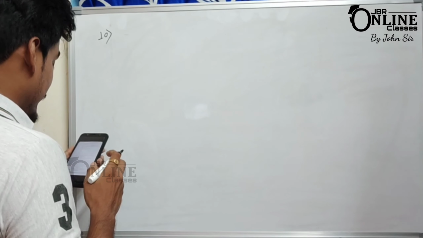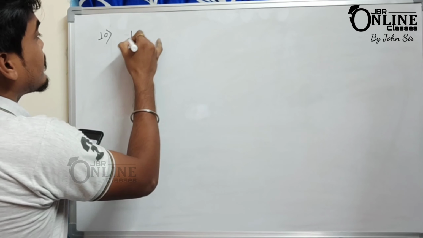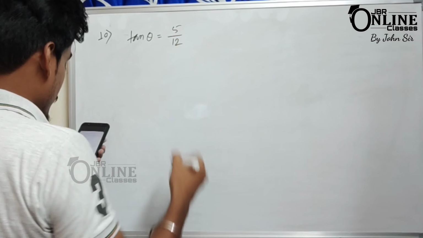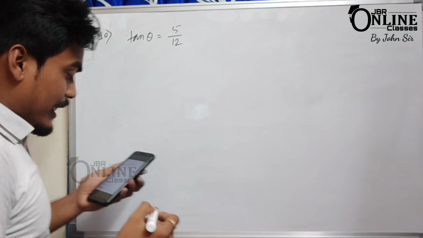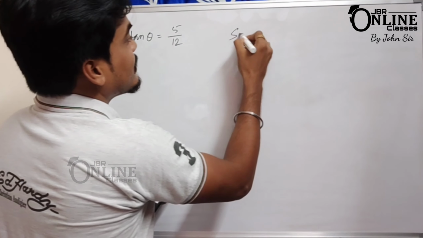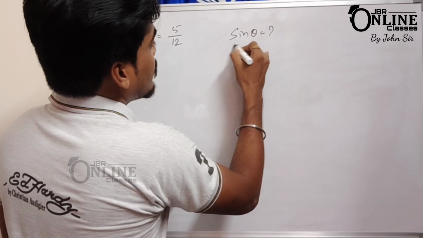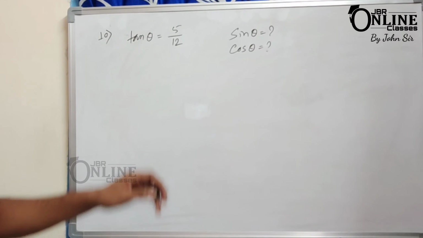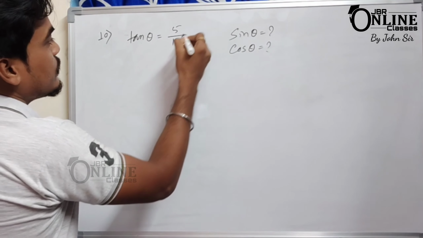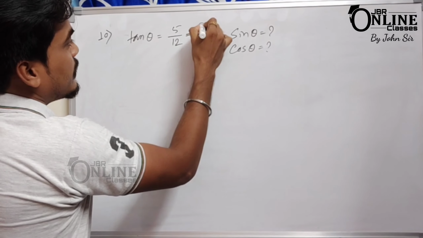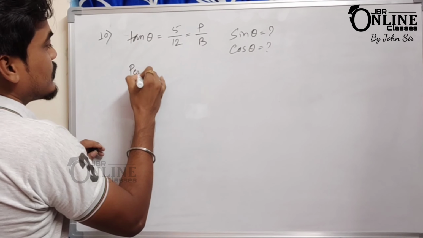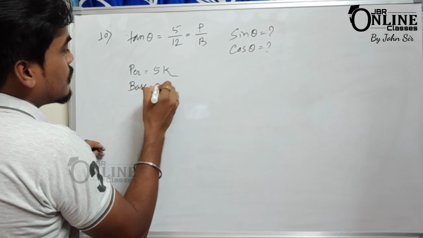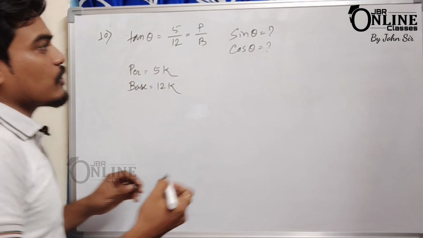So now sum number 10. In sum number 10, given that tan theta equal to 5 by 12 and theta is an acute angle, then you have to find out sin theta and cos theta. Okay, so here tan theta equal to 5 by 12. That means you know that tan theta equal to perpendicular by base. So that means here perpendicular equal to 5k and base equal to 12k, as k is a constant.